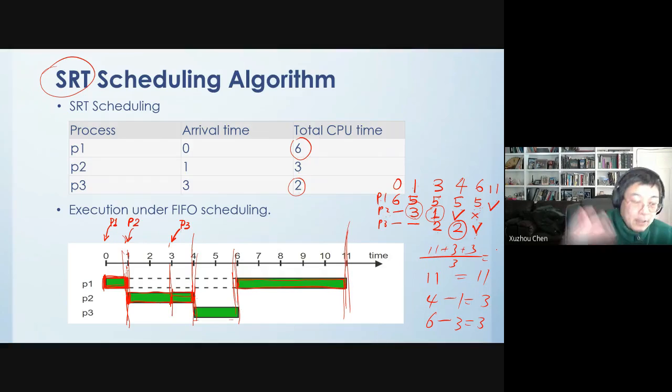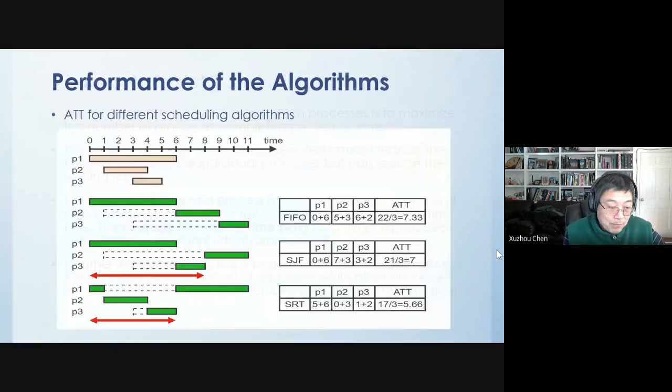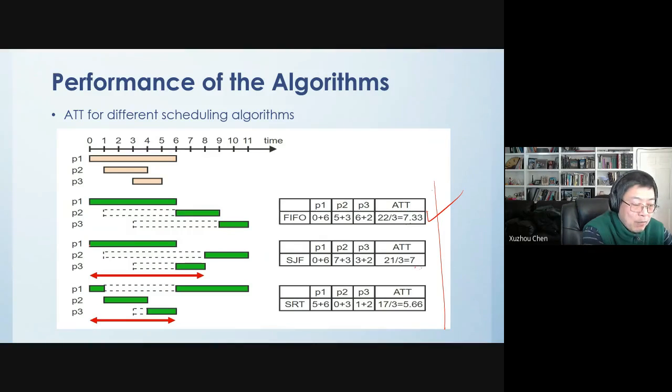Okay, so it sounds like in every case it's always better than FIFO, right? FIFO is probably the worst. You can see this diagram over here to see the differences. FIFO is the worst, at 7. Shortest job first is a little bit of an improvement, but the problem is that P1, the longest one, still arrives first and still takes the CPU a very long time. So that's why it's not a big improvement. But this is actually a good one.